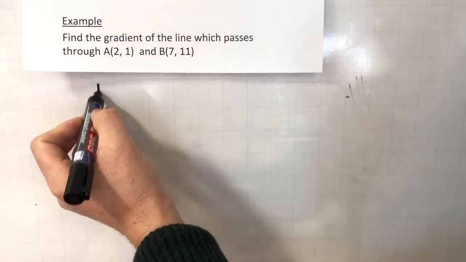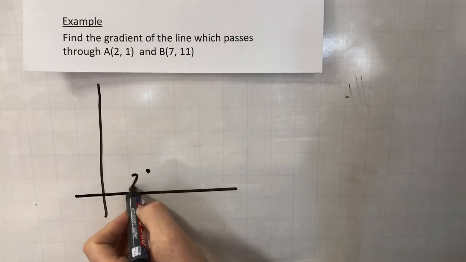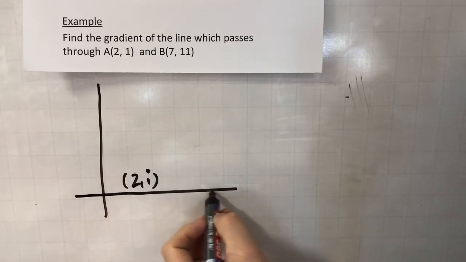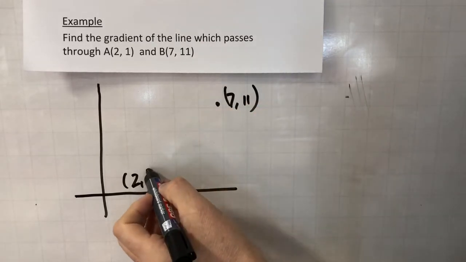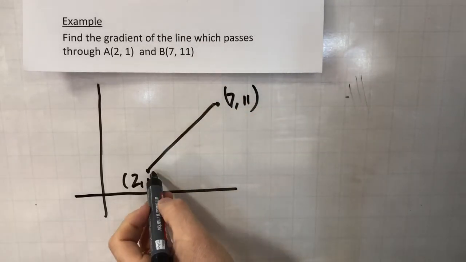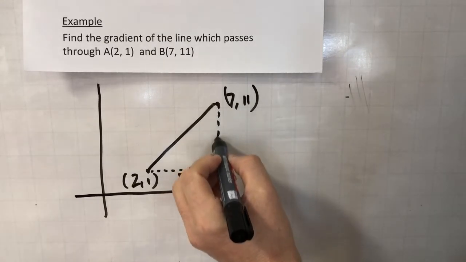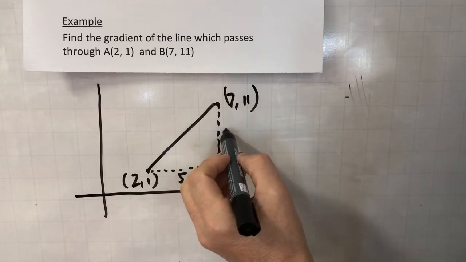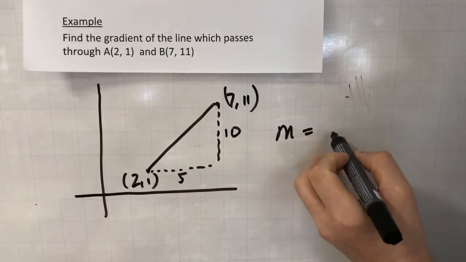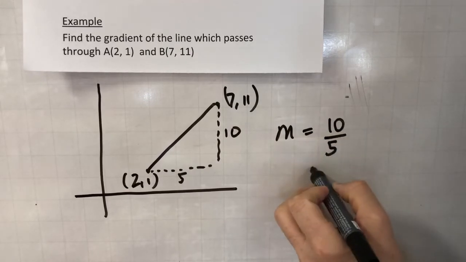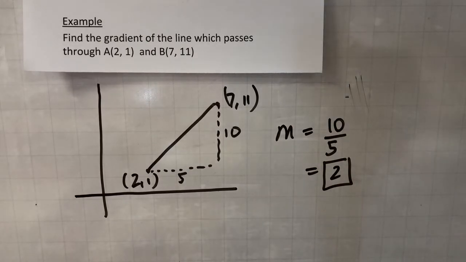Again, draw a sketch. 2, 1, 7, 11. So to establish the gradient of that line, the difference in the x coordinates is 5. The difference in the y coordinates is 10. So the gradient is equal to 10 over 5, which is once again 2.